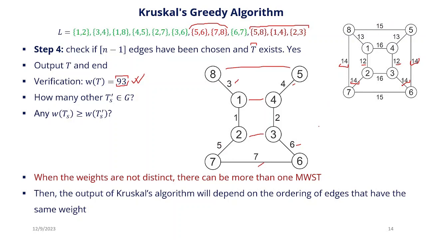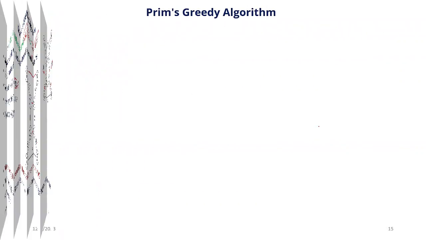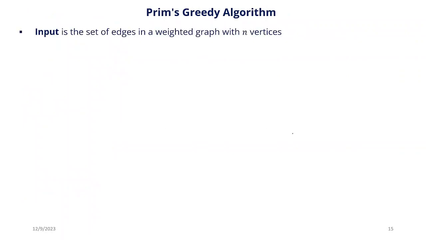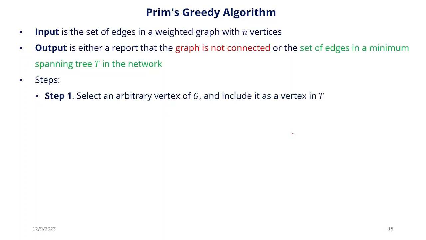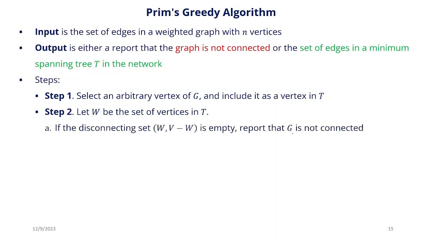So next we are going to look at Prim's greedy algorithm. So the algorithm goes like this. The input is the set of edges in a weighted graph with n vertices. The output is either a report that the graph is not connected or the set of edges in a minimum spanning tree in the network. So here are the steps. Step 1. Select an arbitrary vertex of G and include it as a vertex in the tree. Let W be the set of vertices in T.